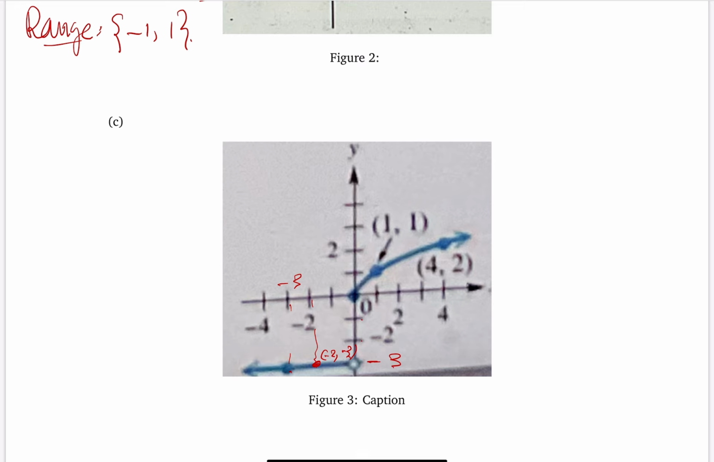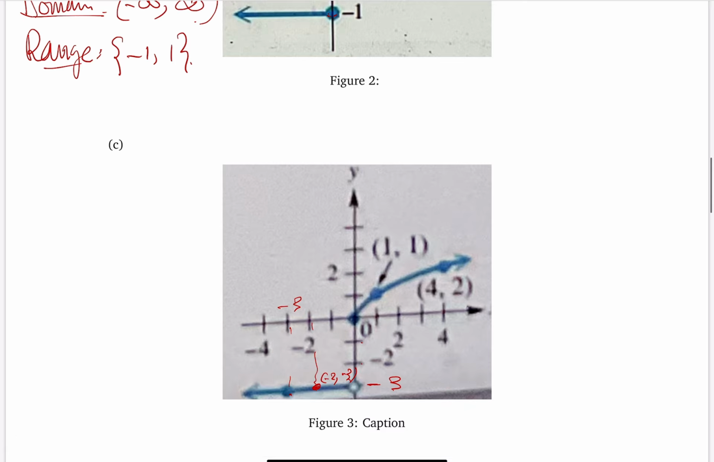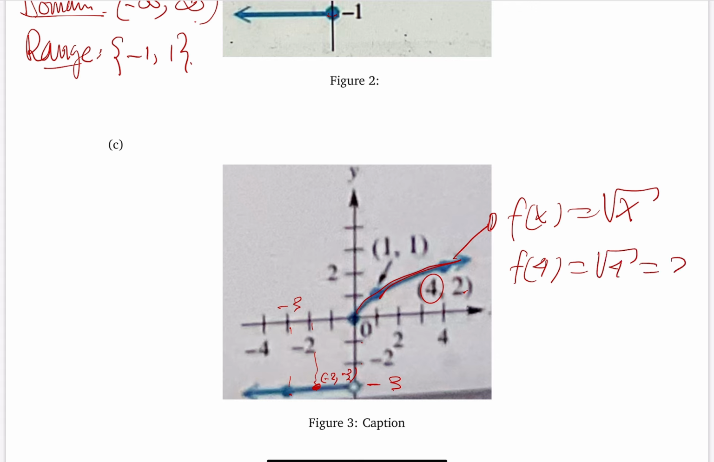Now, the question was to find the piecewise function. Exactly. The piecewise function, if you check here, it's just the square root of x. So if you check this one, f(x) is equal to the square root of x, of course. Why? Because if x is equal to 4, y is equal to 2. f(4) is just the square root of 4, and you have 2. That's why you have that point, (4, 2).